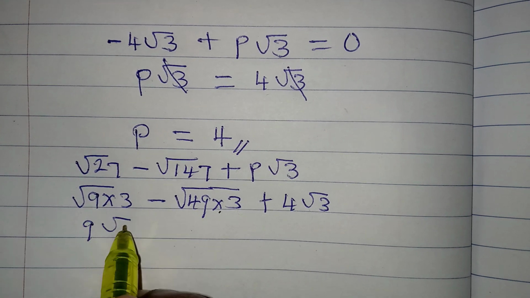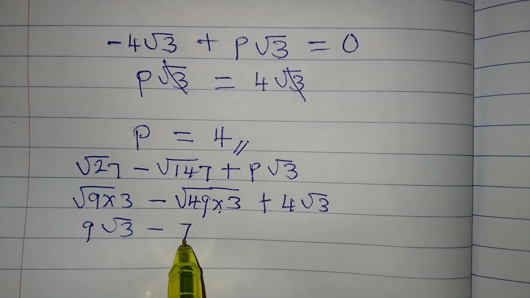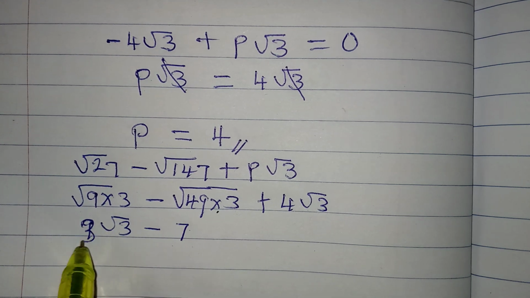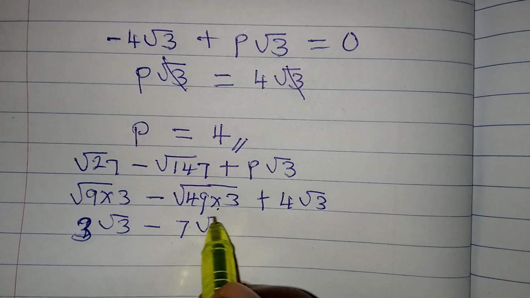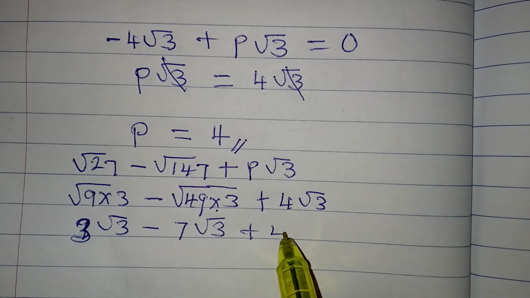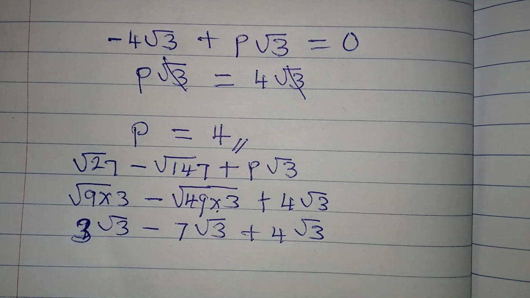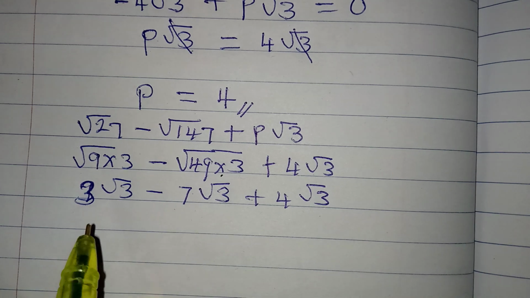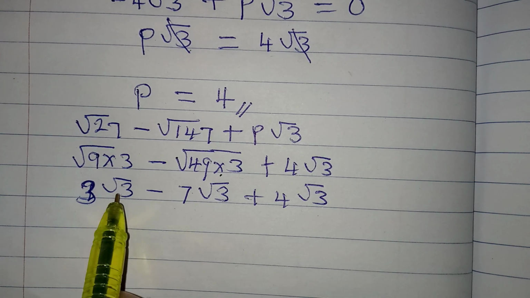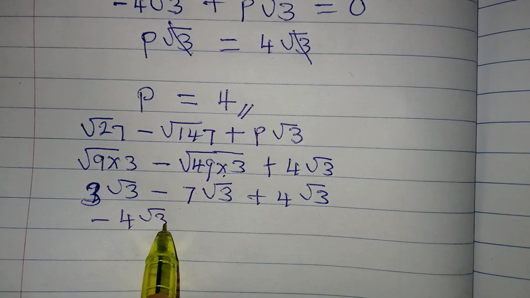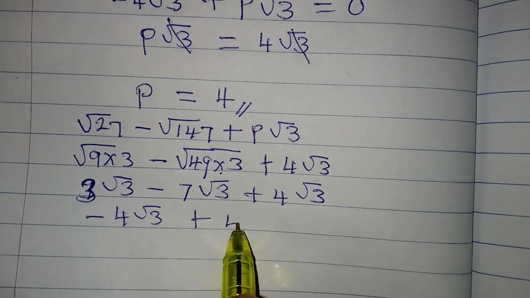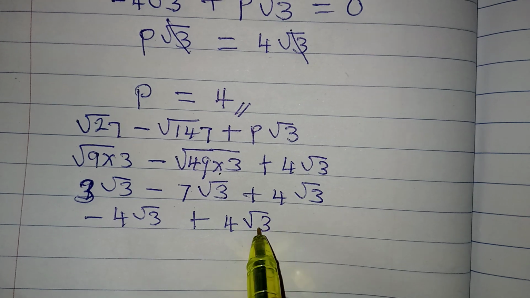This is 9 root 3 minus 7. Okay, this is 3 root 3 because square root of 9 is 3. Square root of 49 is 7 root 3. Then plus 4 root 3. And we said 3 root 3 minus 7 root 3 will give us minus 4 root 3. Then we have plus 4 root 3.